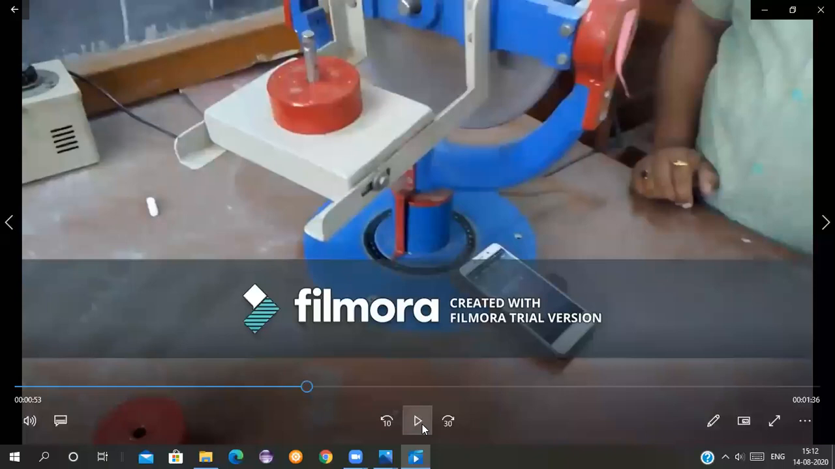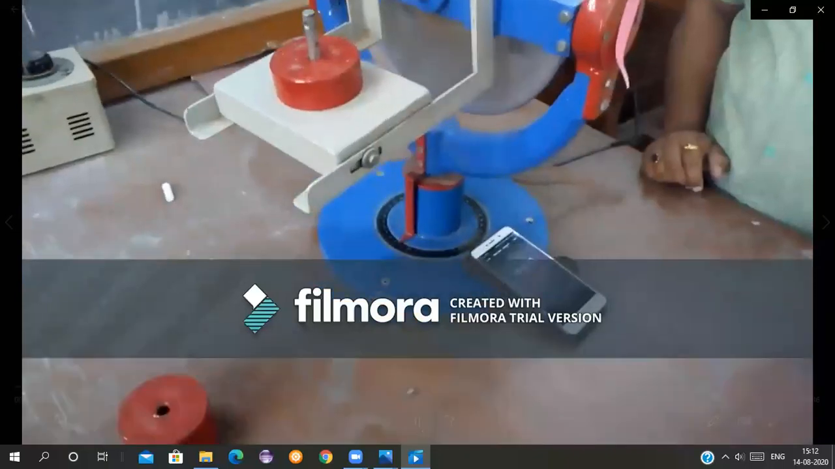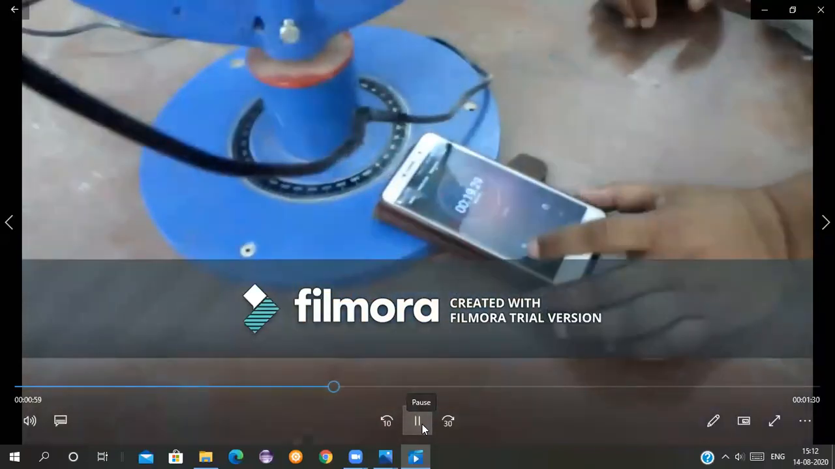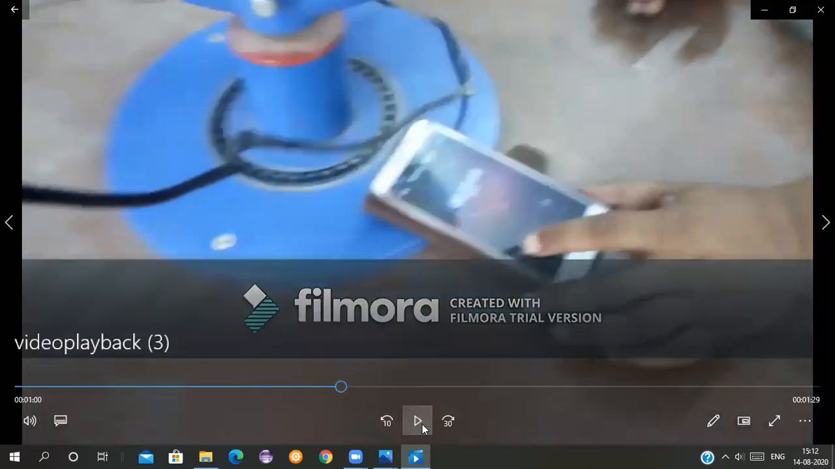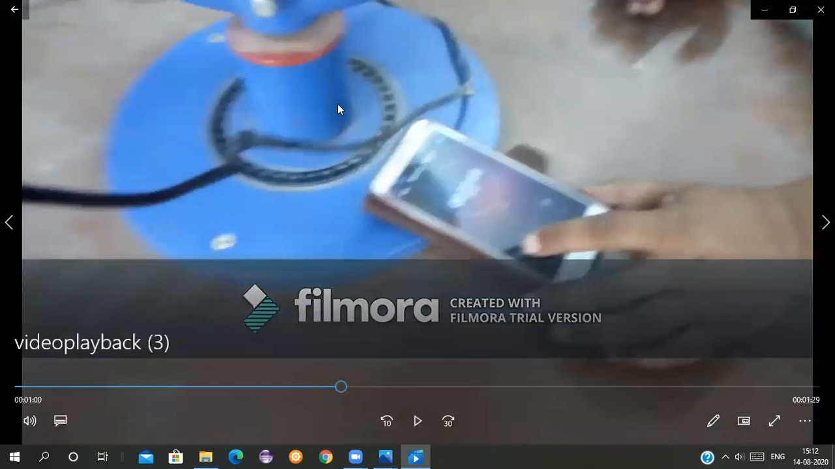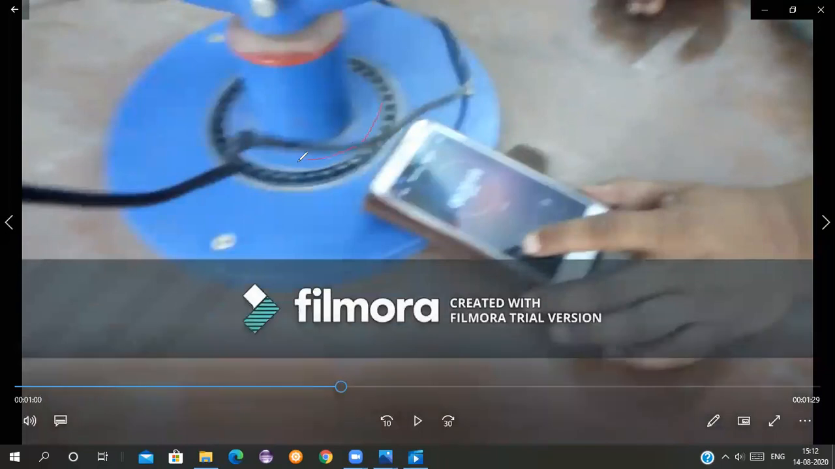Okay, so when the weight is added, what is happening? The rotor starts rotating, and we have to find out the angular velocity of precession by noting the angle which is there at the bottom. See here, there is a 360 degree marking here. So you have to start it from one point and stop it at one point. Note the angle by which the rotor has rotated and the time also.